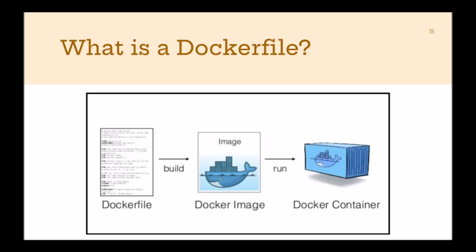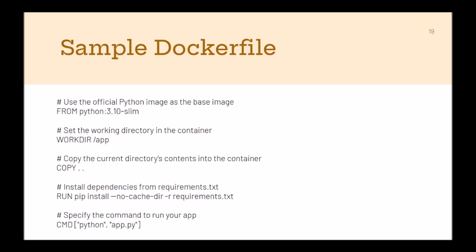Now, as you can see here in this diagram, we have a Dockerfile which contains the list of instructions. We essentially build this Dockerfile into a Docker image, and we can use the docker run command to create a container from the image. So this is essentially the process of how it works.